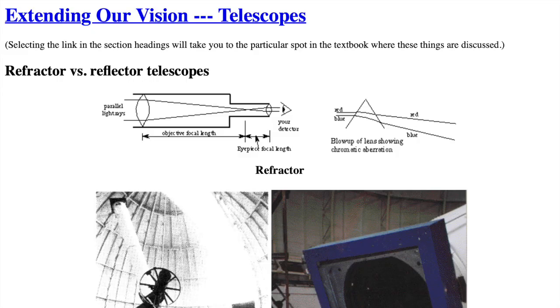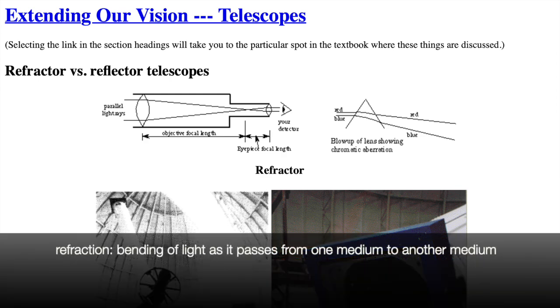Let's start with the two basic types of telescopes. The first type of telescope built was the refractor telescope, which uses a glass lens at the front of the telescope for its objective, that is, its main optical element. The glass lens is what gathers and focuses the light. Light is refracted or bent as it passes through the lens.